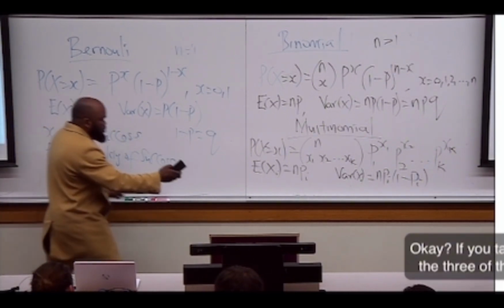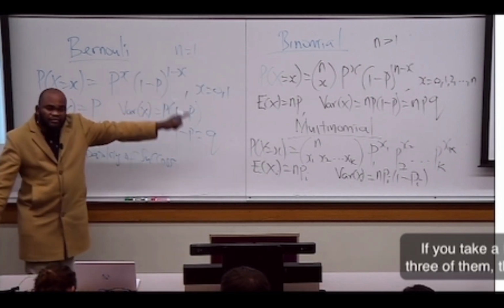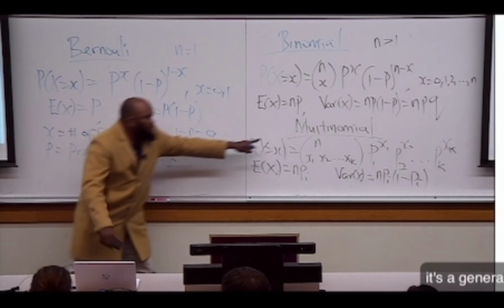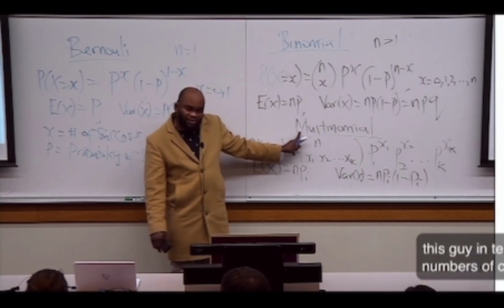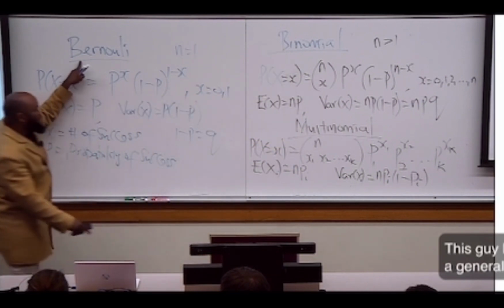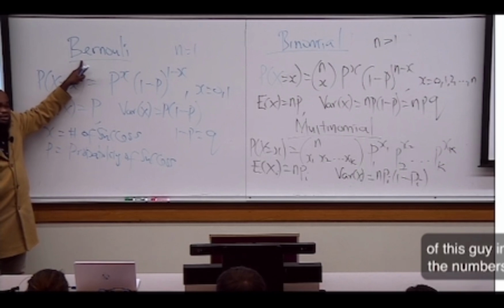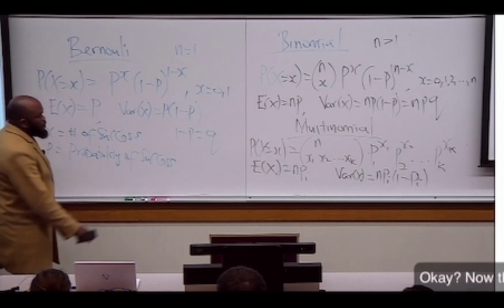If you take a look at the three of them, this one here is a generalization of that one in terms of the number of categories. This one here is a generalization of that one in terms of the number of trials. Now, this is that.